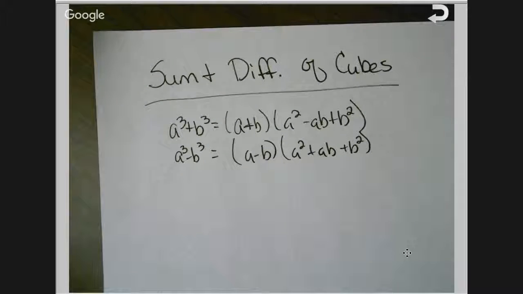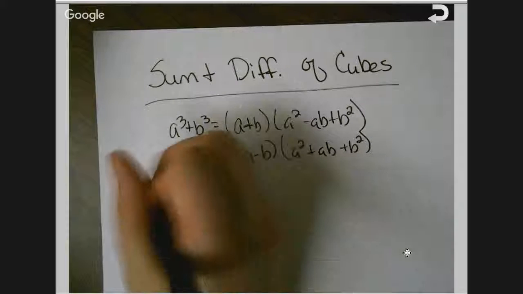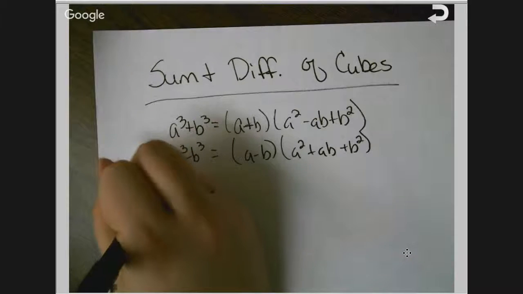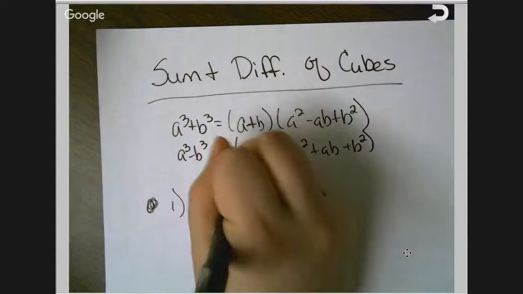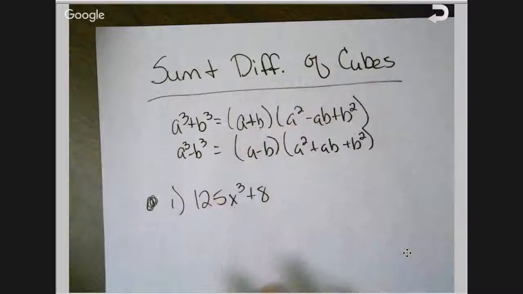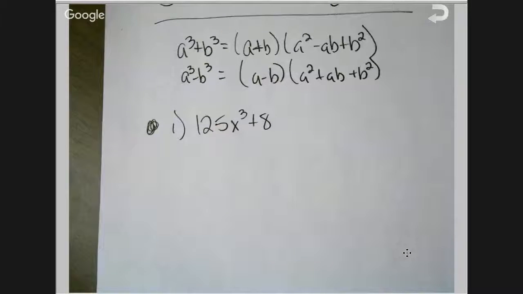Okay, so if I have 125x cubed plus 8. The rule is I can only have two parts, which I do, two terms, and both of them have to be able to be raised to the power of 3 if I change them. So I have to be able to take the cube root, basically.